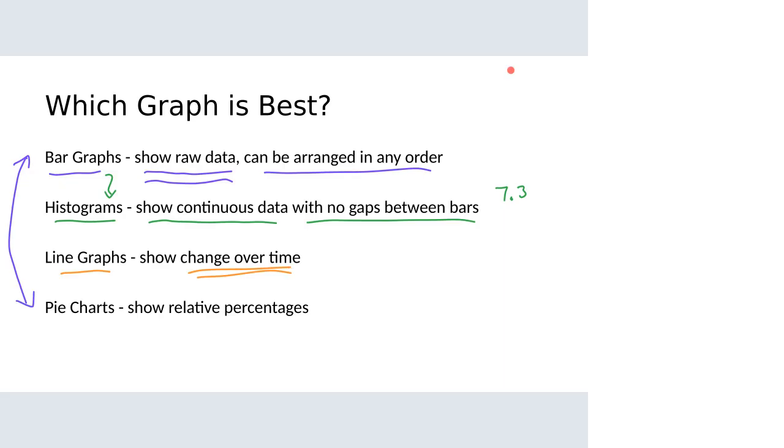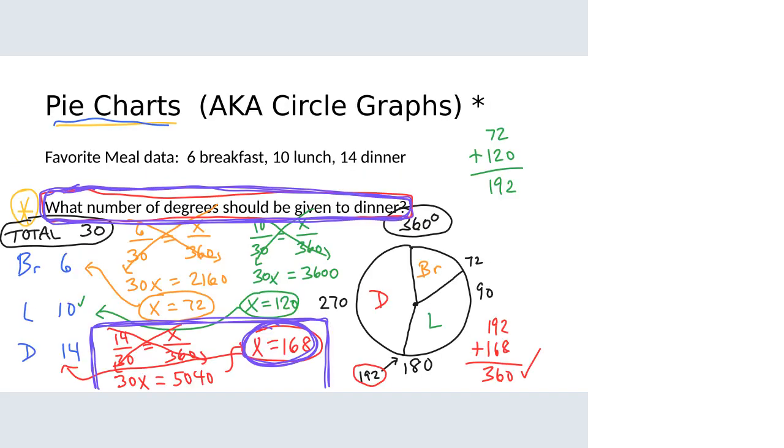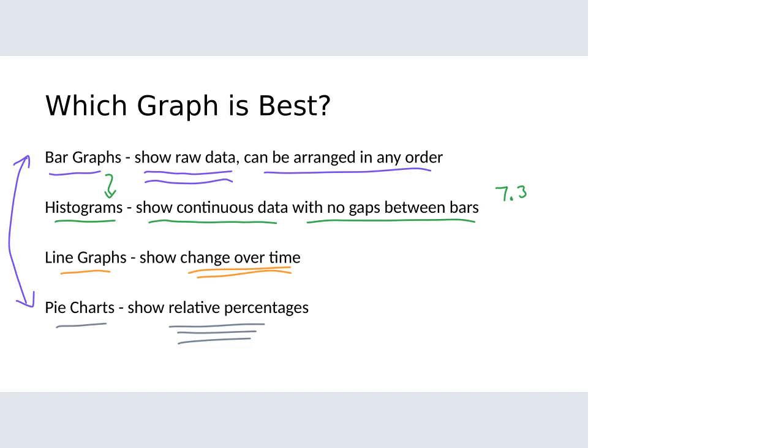And then finally, pie charts, those are great for showing relative percentages. I can see at a quick glance that almost half the people in this thing chose dinner as their favorite. If we look at this picture, we can see darn near half chose dinner at a quick glance. If it were a bar graph, that might not be as obvious. And so showing those relative percentages is the strength of a pie chart.